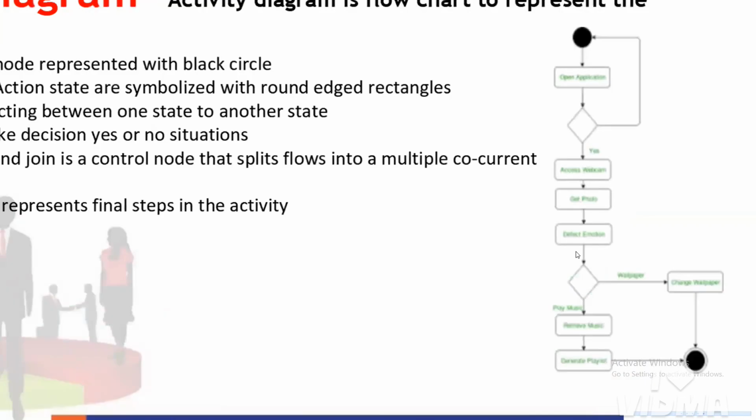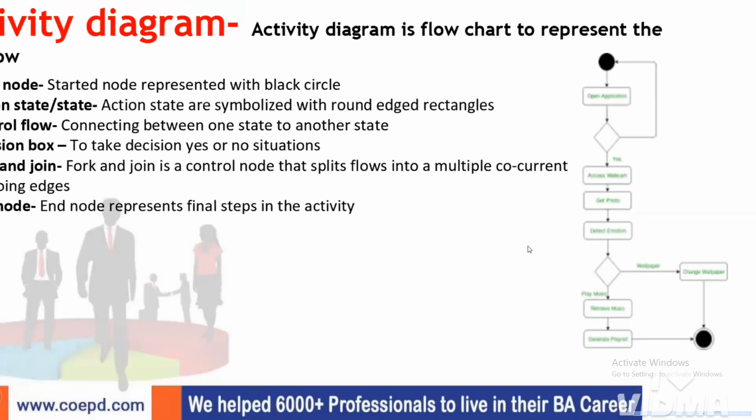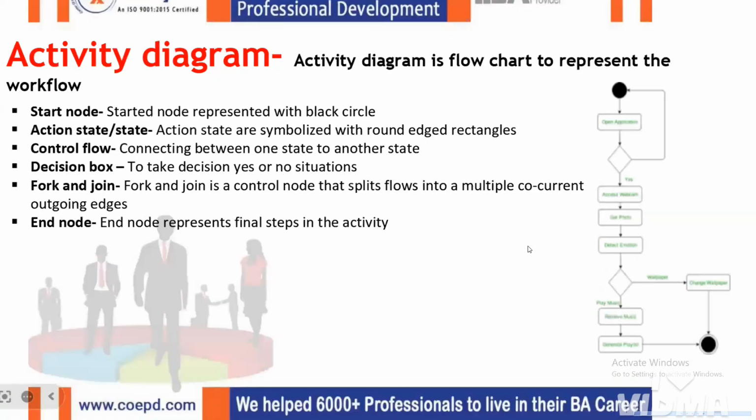And these are the relations like control flows. Okay, these lines are the control flows, and here at the end, it will be the end node. Okay, these are the things we will be using. And fork and join, I will be showing when we are using the MSVC.